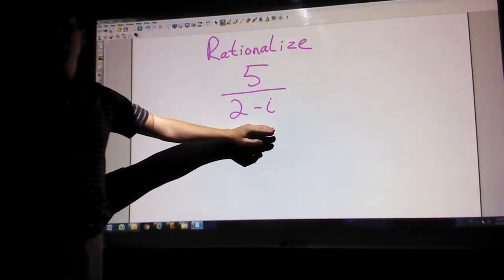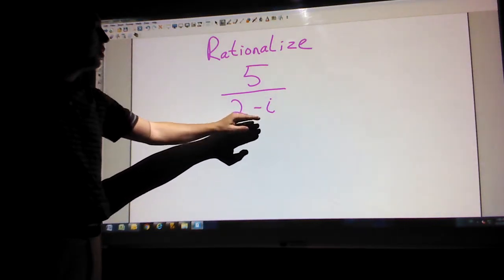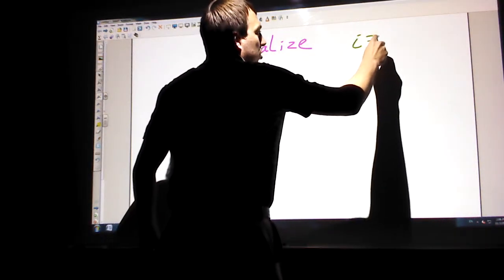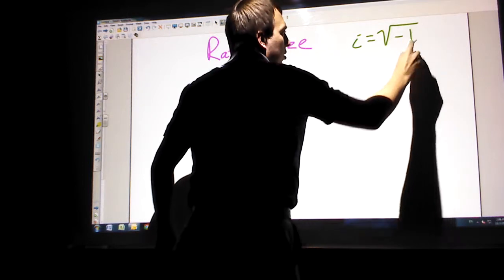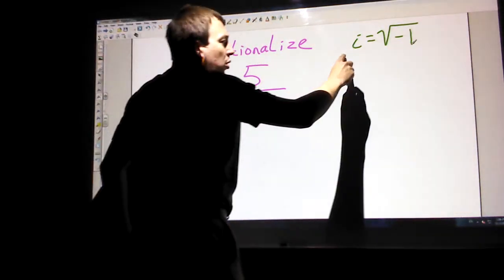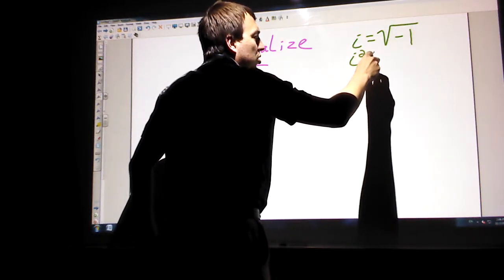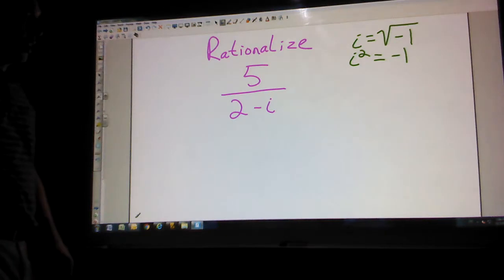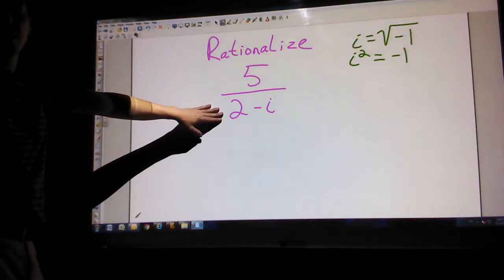Mr. Mack, there is no square root in the denominator, just a 2 and an i. Well, if you remember, i equals the square root of -1. So really I do have a square root under there. Also, what will be helpful is you need to know that i squared is -1. So how do we get this out of there?